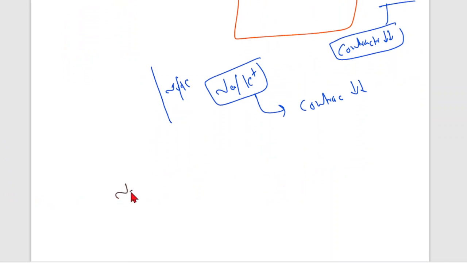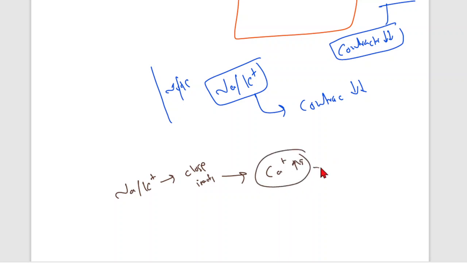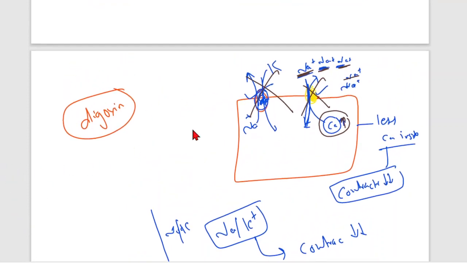If you close or inactivate the sodium potassium channel, what will happen? The calcium can't move outside, so calcium is increased inside. When calcium is increased, the contractility is also increased. This is the simple mechanism of digoxin. Remember, this is primary transport and this is secondary active transport. This needs ATP, and this needs only the electrogenic concentration gradient. Now we have discussed digoxin.